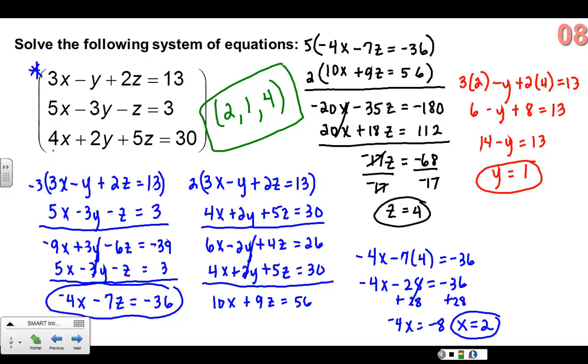Also, on 4x, that would be 4 times 2, 8. Plus 2 would be 10. 5 times 4 is 20, so 10 plus 20 does make 30. That solution makes every equation true. So when you're solving a system of 3 equations, 3 unknowns, it is a little bit of a steppy process. So make sure you keep your stuff organized and watch your signs, because you can really mess it up by making one little small mistake.